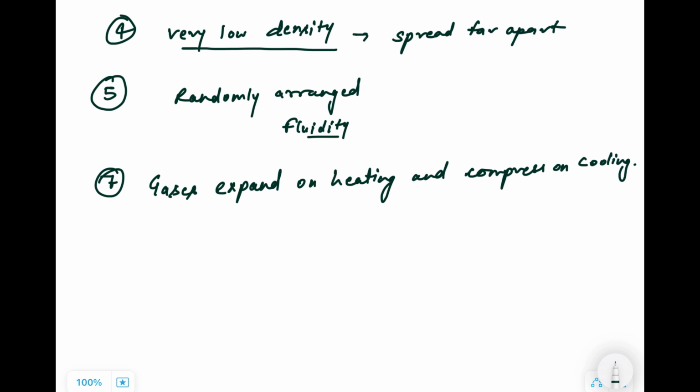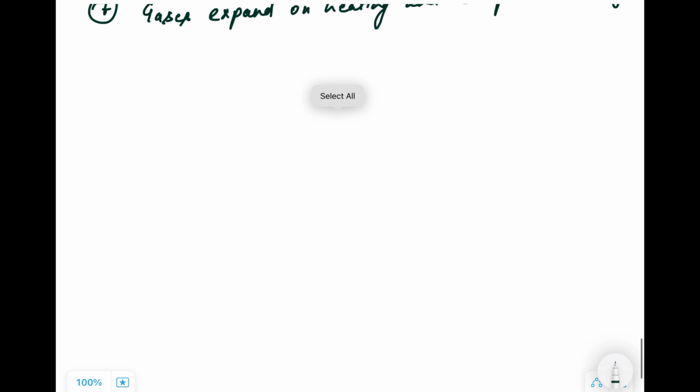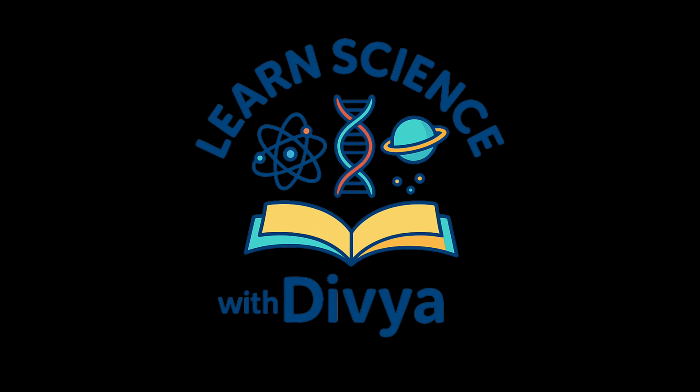These were the properties of solids, liquids and gases. Solids have definite shape and volume, liquids have definite volume but no definite shape, and gases have neither definite shape nor definite volume.